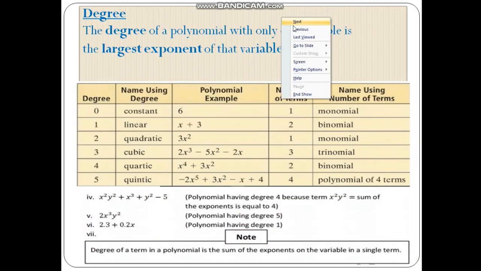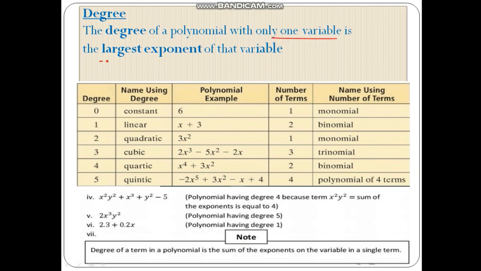Now let's discuss degree of the polynomial. Degree of the polynomial with one variable is the largest exponent of the variable.